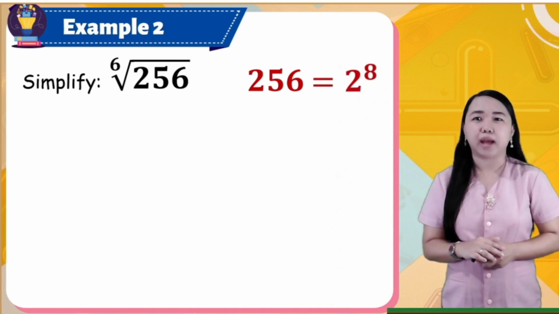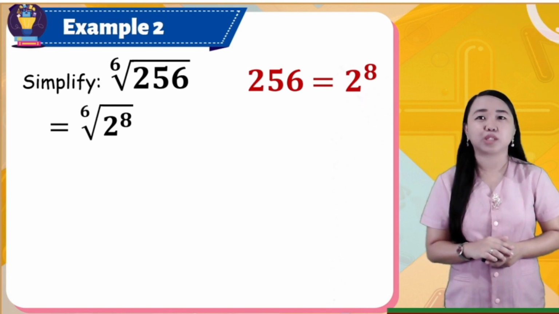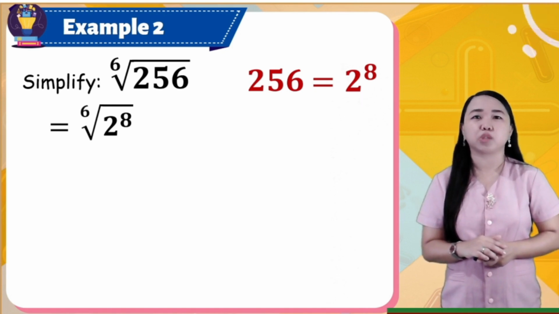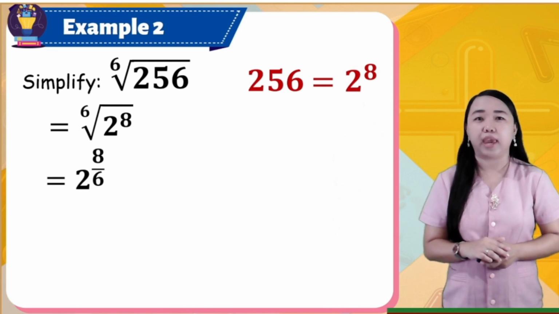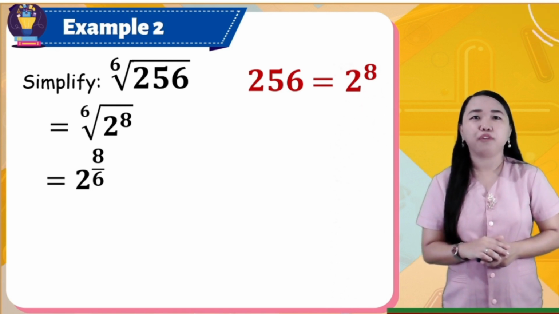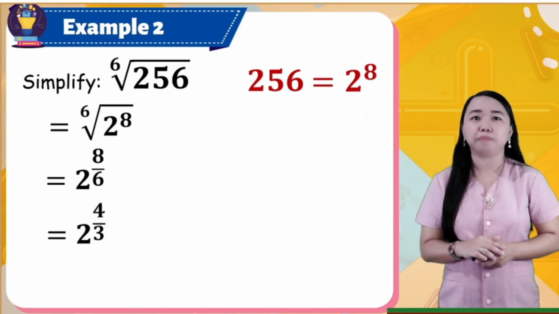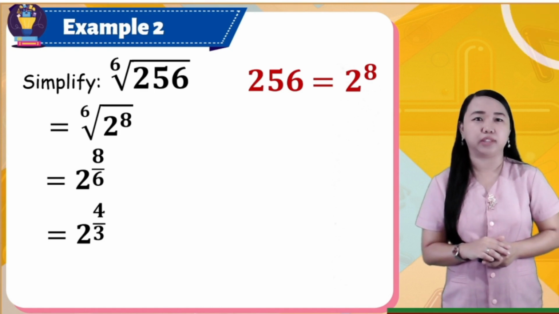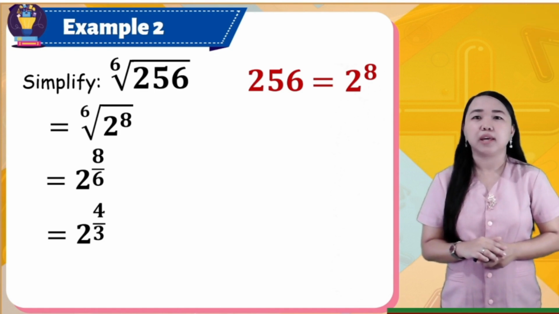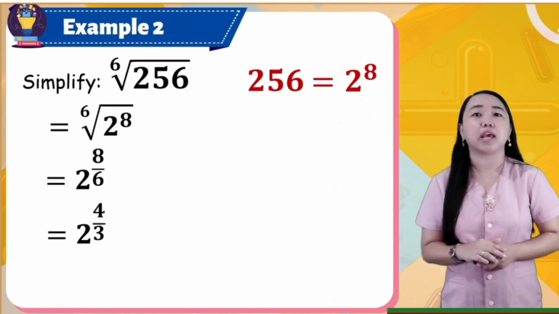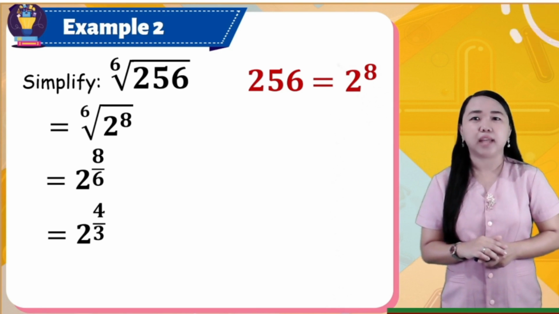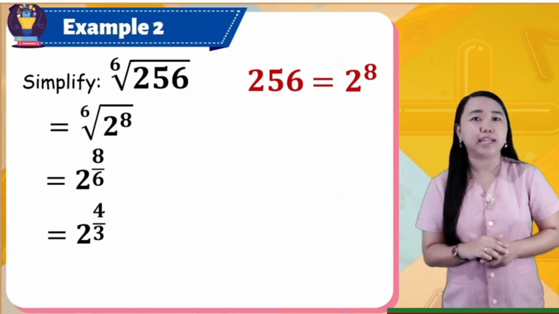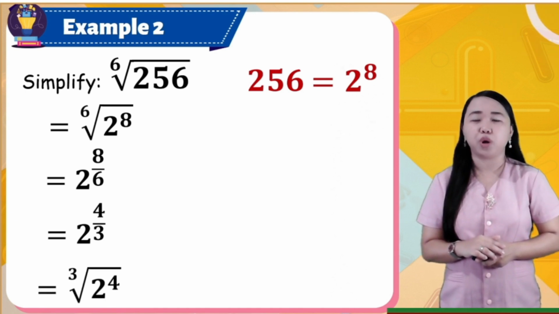Thus, the radical becomes 6th root of 2 raised to 8. The exponential form of this radical is 2 raised to 8 over 6. 8 over 6 can be simplified to 4/3. Hence, the expression becomes 2 raised to 4 over 3. Rewriting this to radical, the base 2 becomes the radicand. The numerator 4 in the rational exponent is the exponent of the radicand, and the denominator of the rational exponent is the index of the radical. The rewritten expression now is cube root of 2 raised to 4.